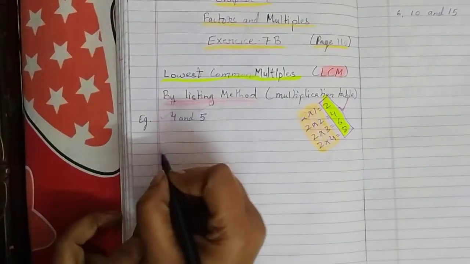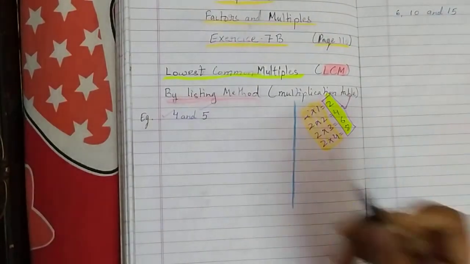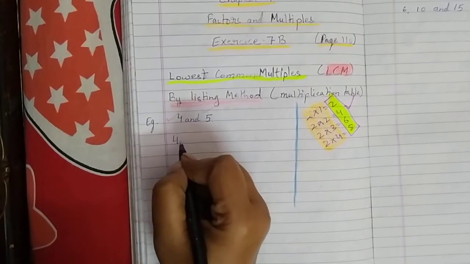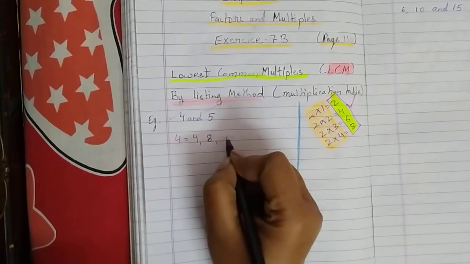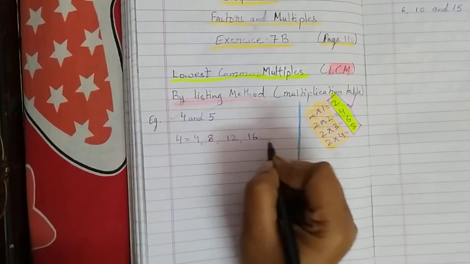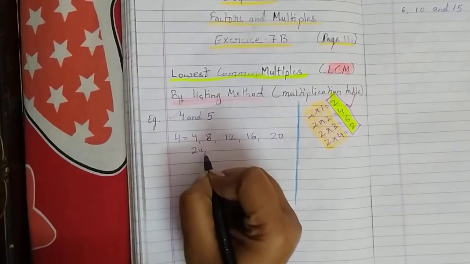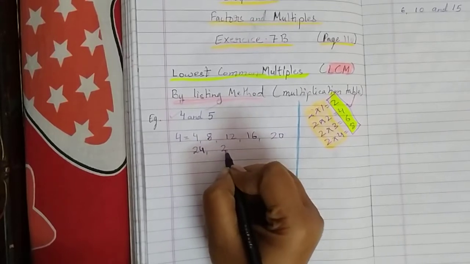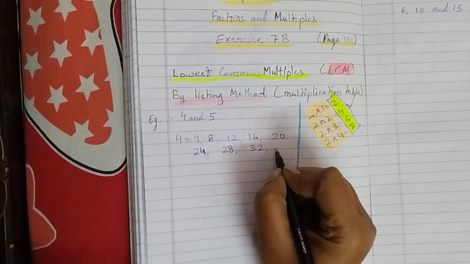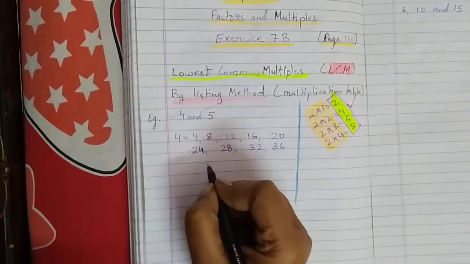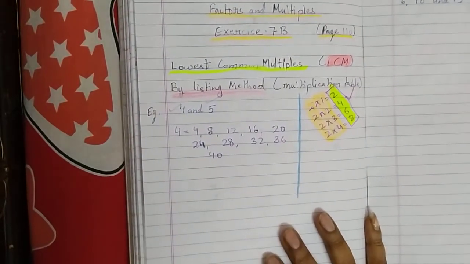Okay, now let's start with 4. Now children, let's take out multiples of 4. 4 ones are 4. 4 twos are 8. 4 threes are 12. 4 fours are 16. 4 fives are 20. 4 sixes are 24. 4 sevens are 28. 4 eights are 32. 4 nines are 36. 4 tens are 40. So children, these are multiples of 4.